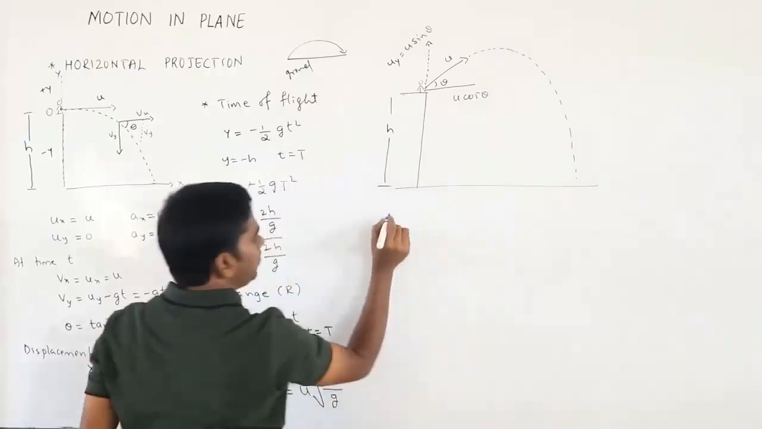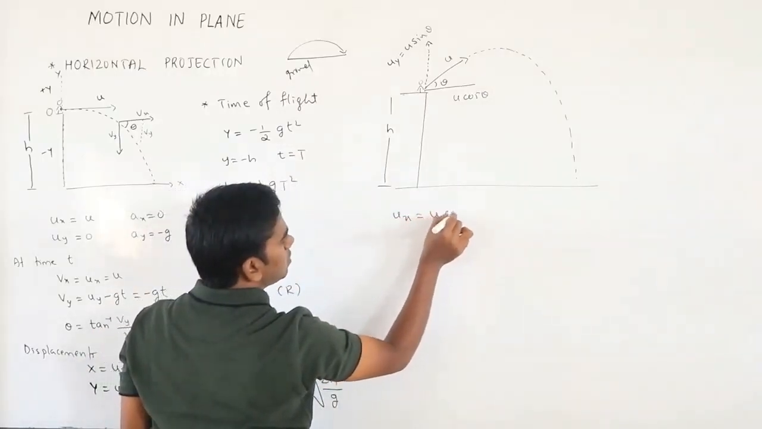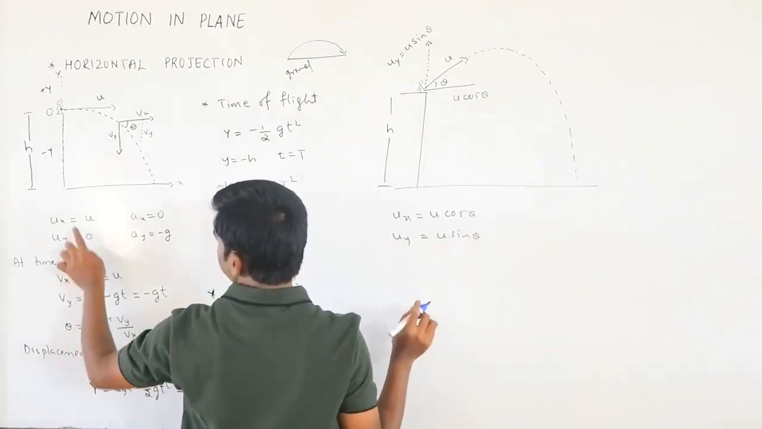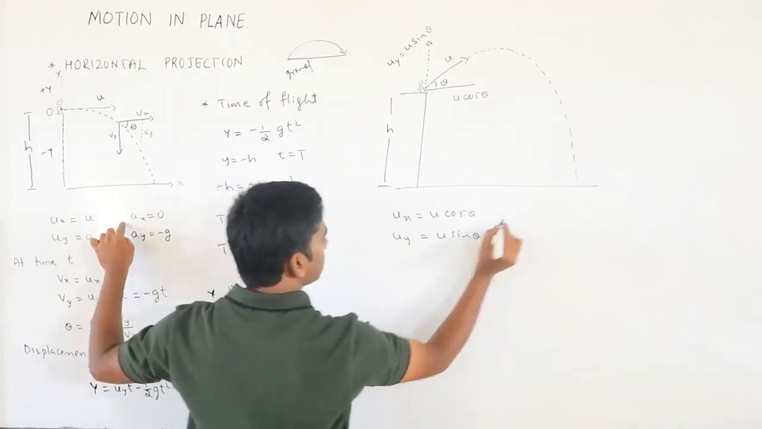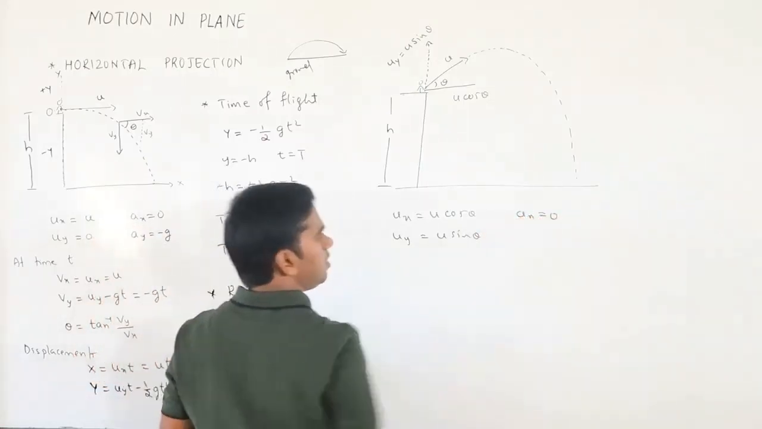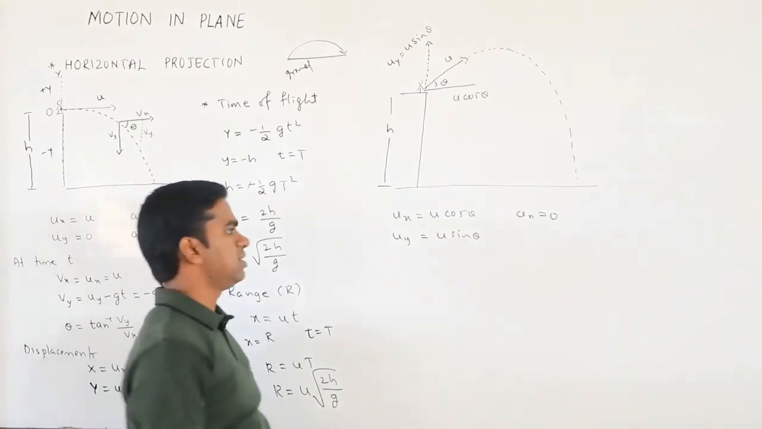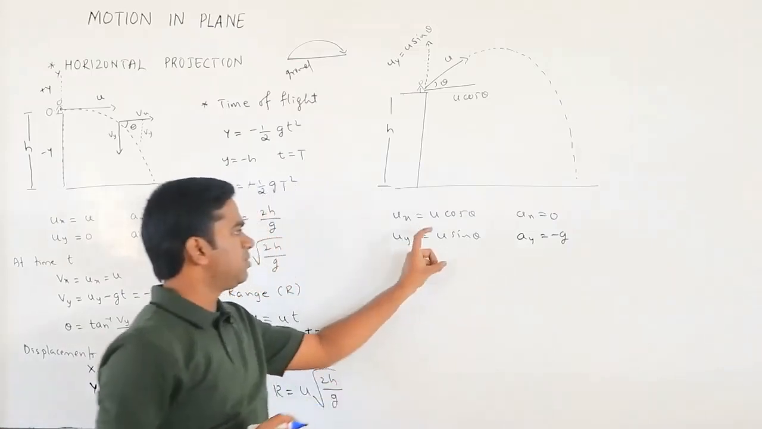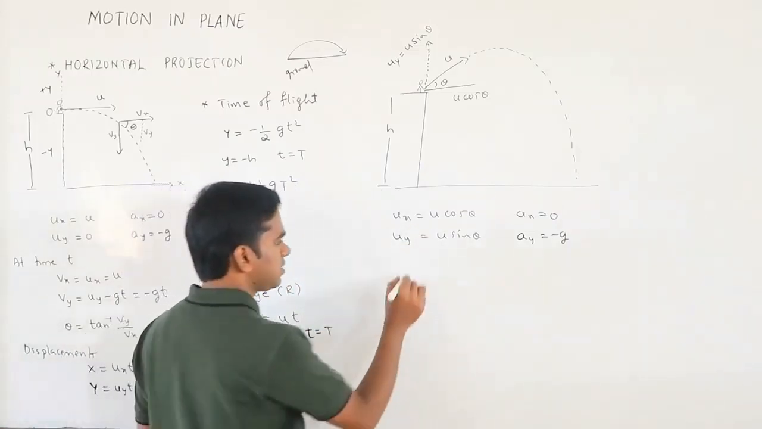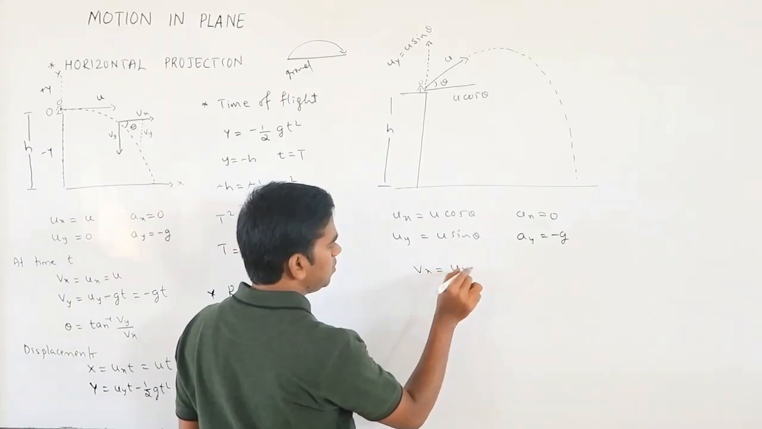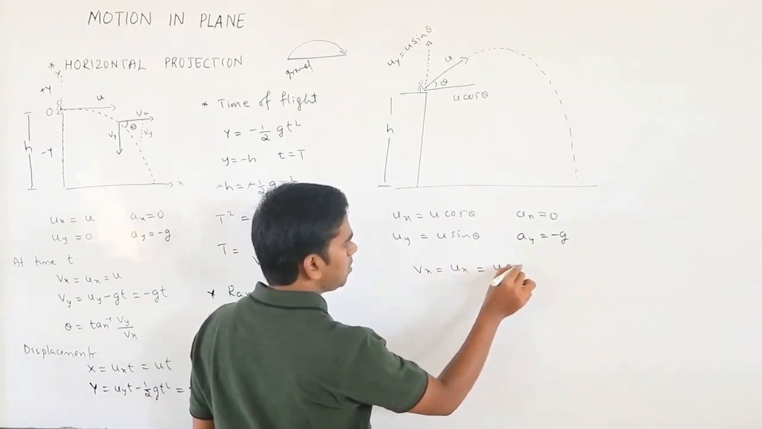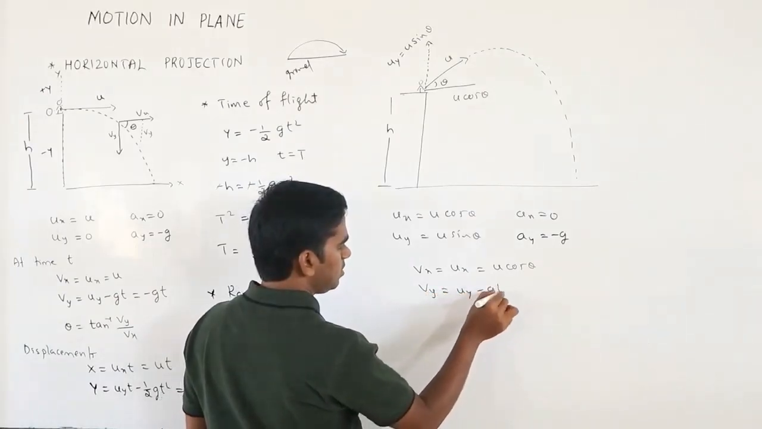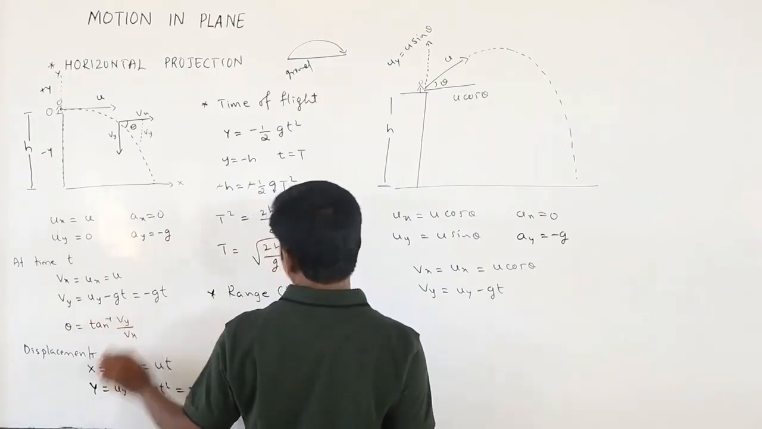So ux equals u cos theta and uy equals u sin theta, positive only here. What about ax? Ax is going to be 0 because we are taking constant acceleration along the x axis. What about ay? Ay is again minus g. If you know this much, you can find everything. What is vx? Vx equals ux, that is u cos theta. What about vy? Vy is uy minus g into t.